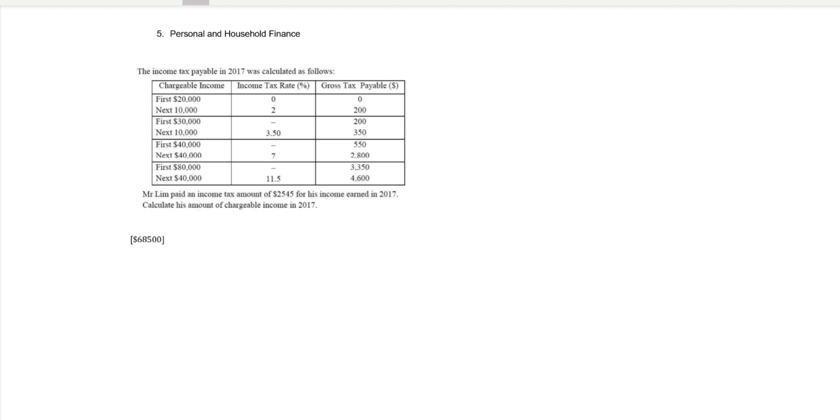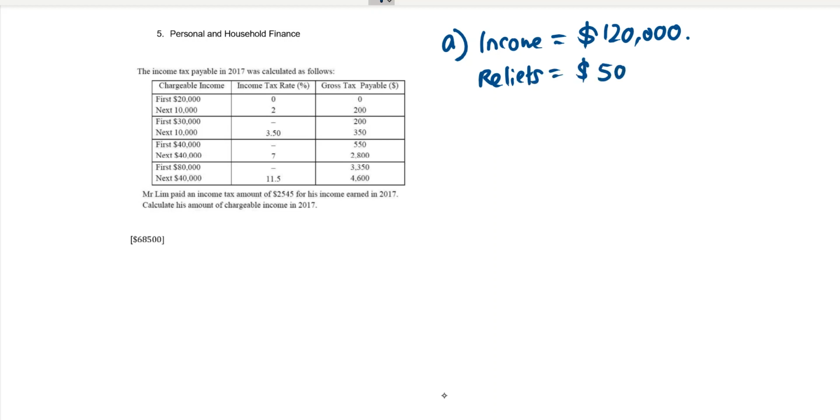The first one is income tax payable. Okay, so maybe let me guide you through a little bit. Before doing this question, let's say my income is equals to, let's say, 120,000. Okay, and then I have reliefs of maybe 50,500. Okay, so what is the income tax I pay? First part, always look for chargeable income. Chargeable income means your total income minus away 50,500.